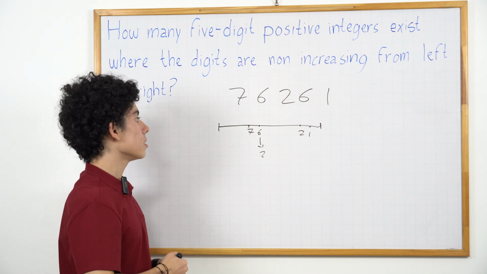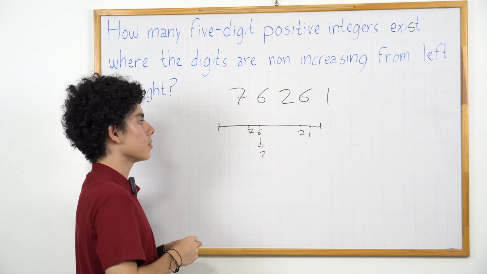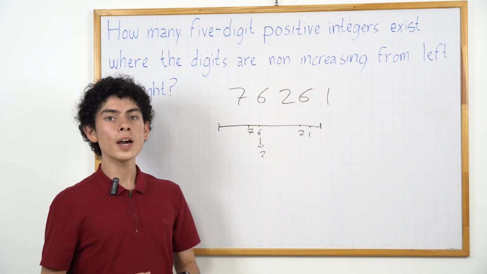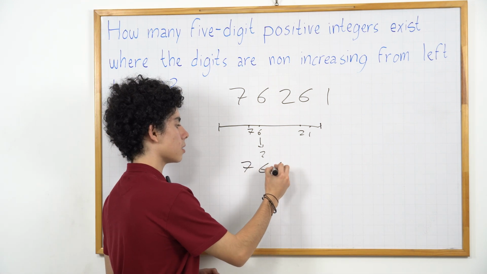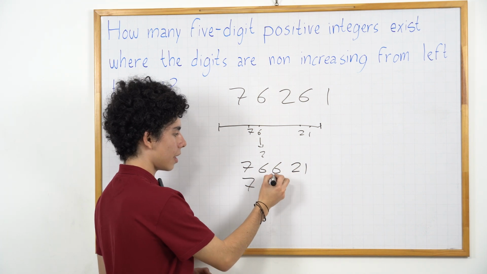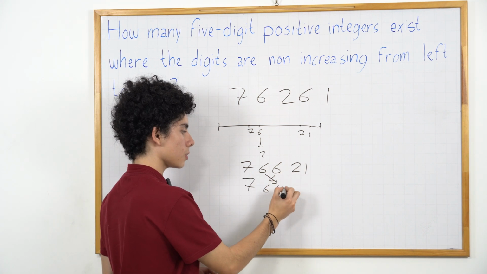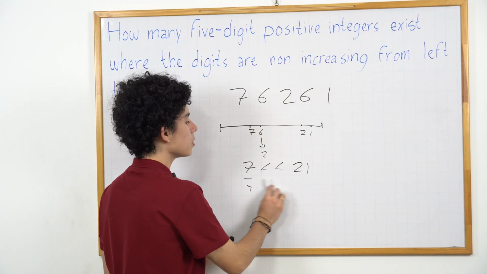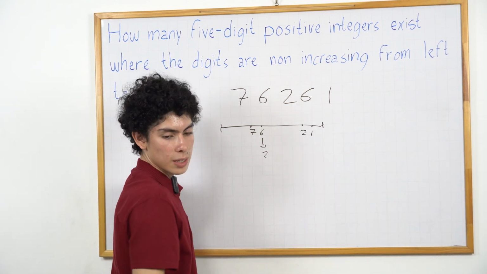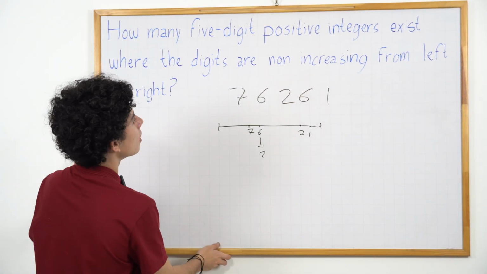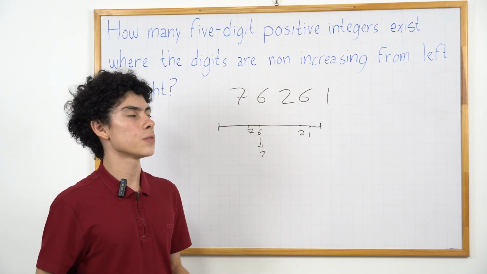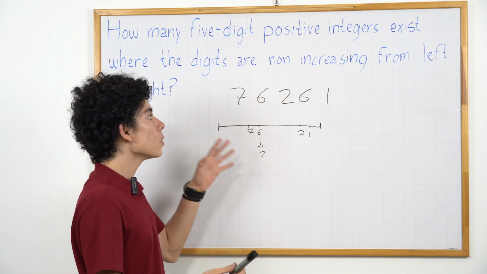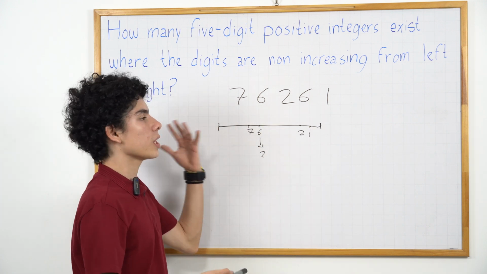You could tell me that I have two 6s, so I could exchange them and it would still work. However, if I have 7, 6, 6, 2, 1, and then I exchange them, the number is the same. So this means that there's only one permutation of these 5 digits that fulfills these requirements. This means that what we're actually looking for is how many 5-digit positive integers there are, where we don't care about the order and we can repeat digits.